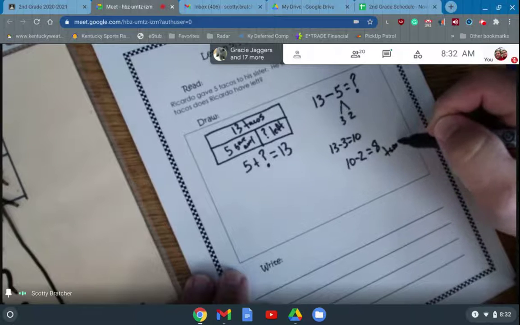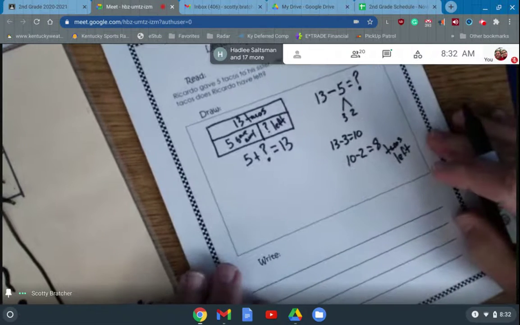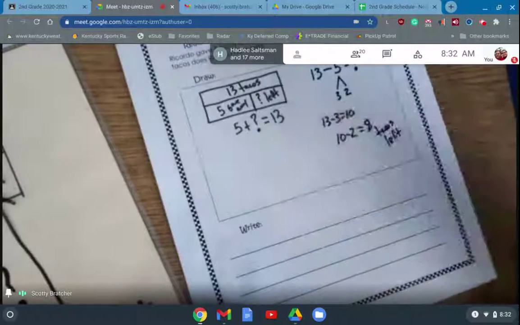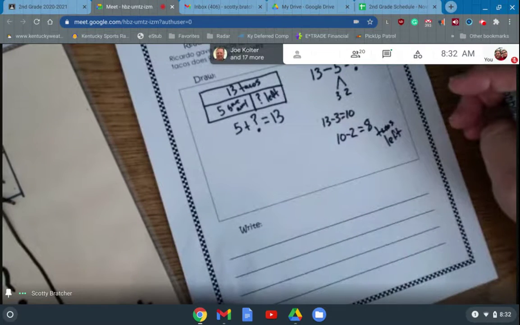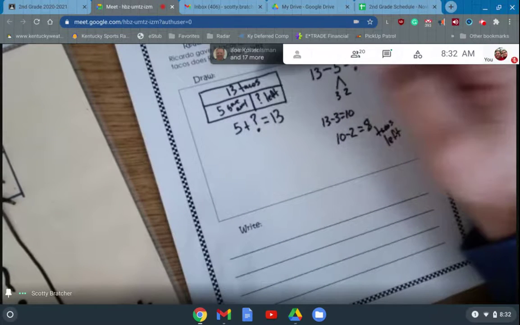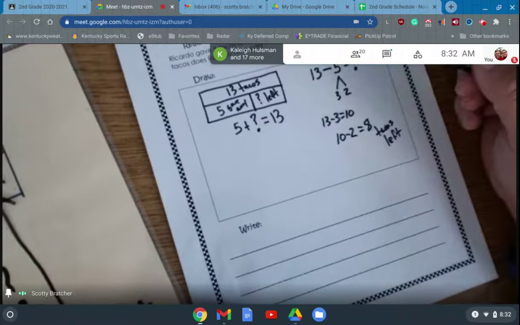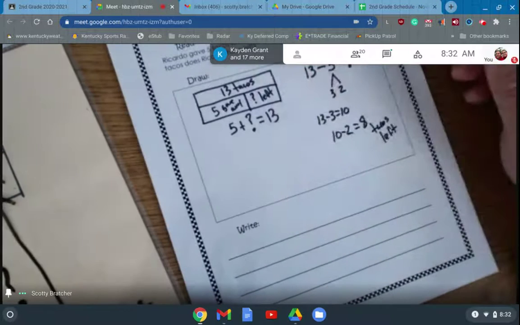I'd say tacos left. And that's my work. Okay? And that's what I put in the draw. I drew it out, a model of it. I could have drawn tacos, but as I told you the other day, I'm not a very good artist. Okay? So I tried to stay with the numbers.